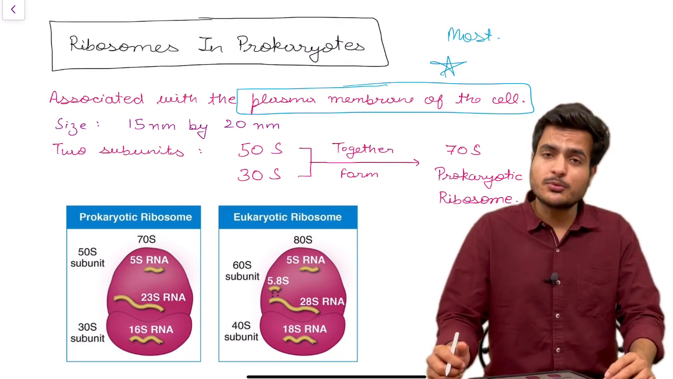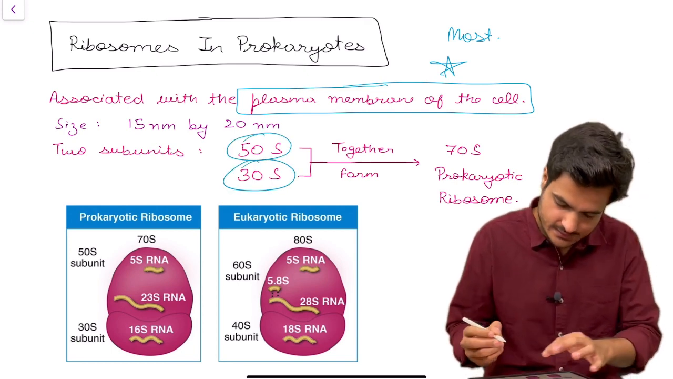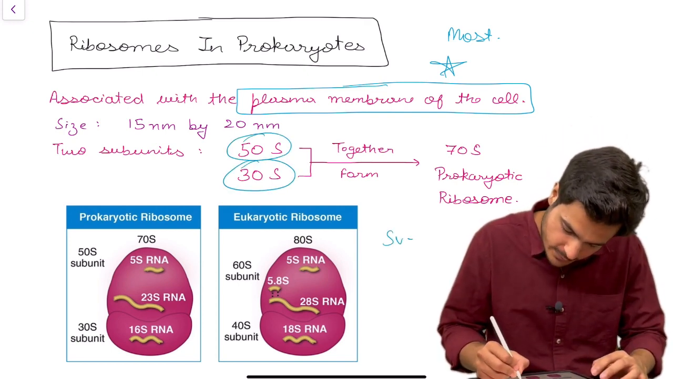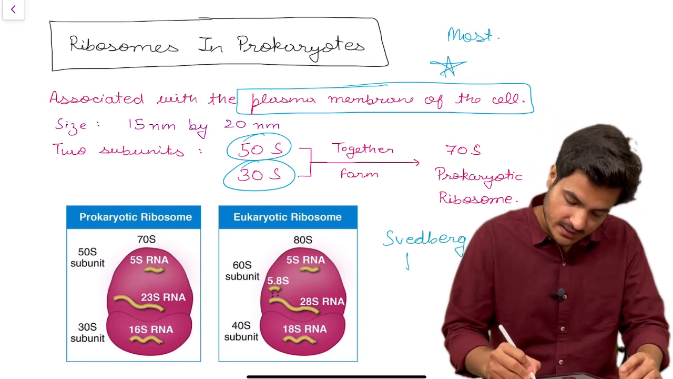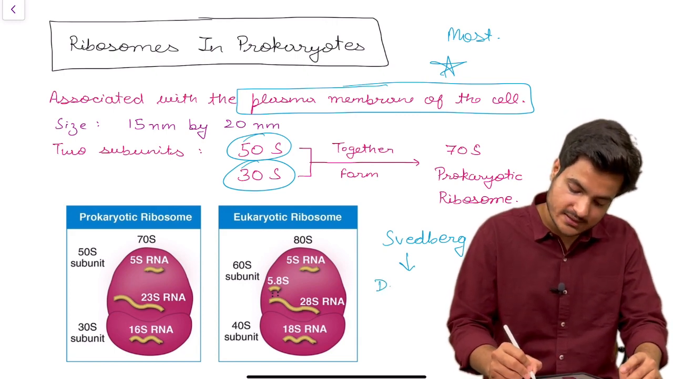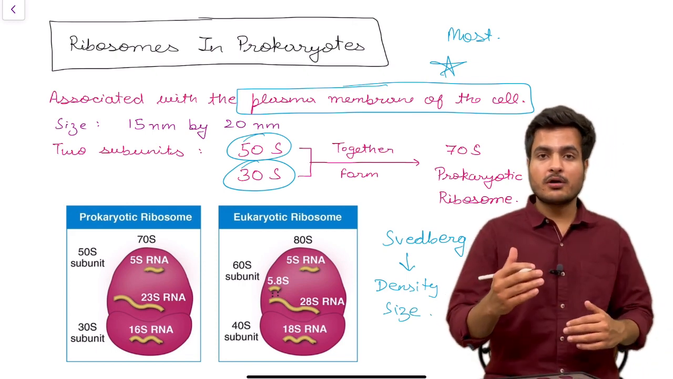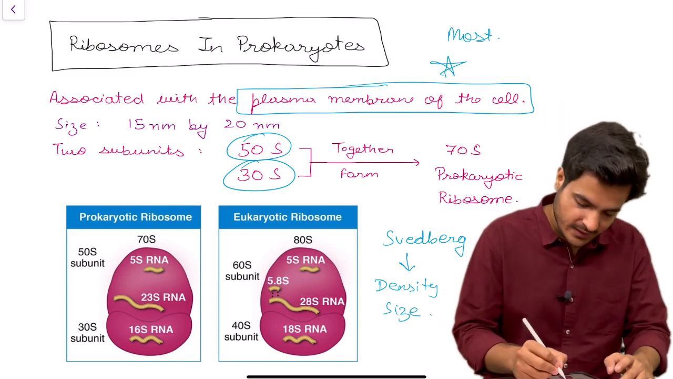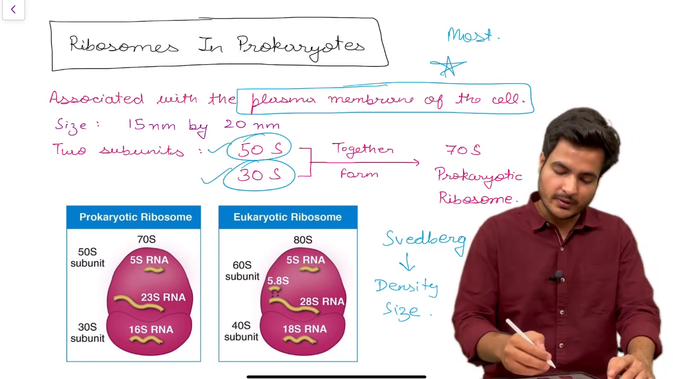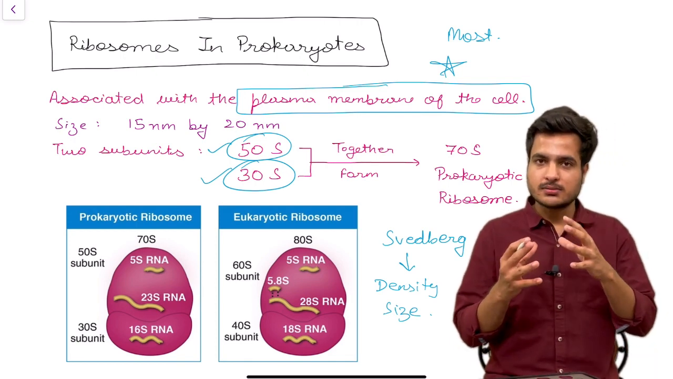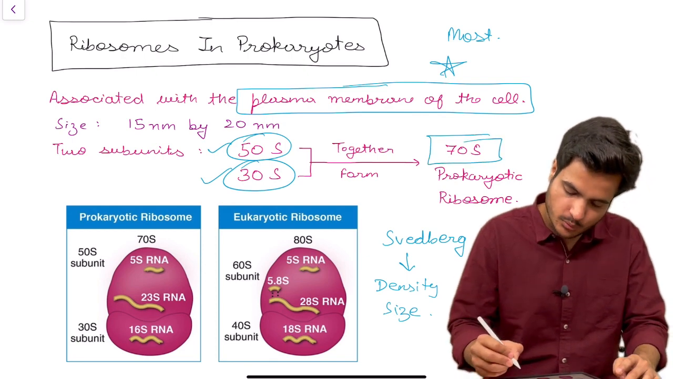The two subunits of ribosomes present in prokaryotes are 50S and 30S. This S stands for Svedberg coefficient, which defines their sedimentation rate, which is dependent upon the density and size of the ribosome. The greater the number of S, like 50S, the larger the size and density in comparison to the 30S. So when these two come together and form a ribosomal unit of prokaryotes, it forms a 70S prokaryotic ribosome.